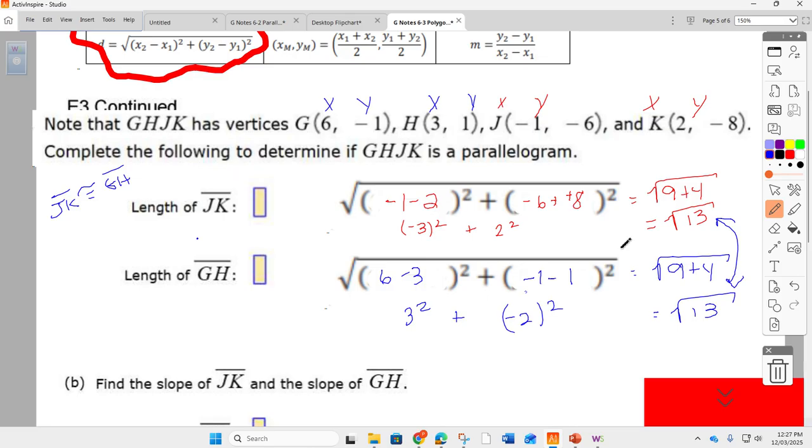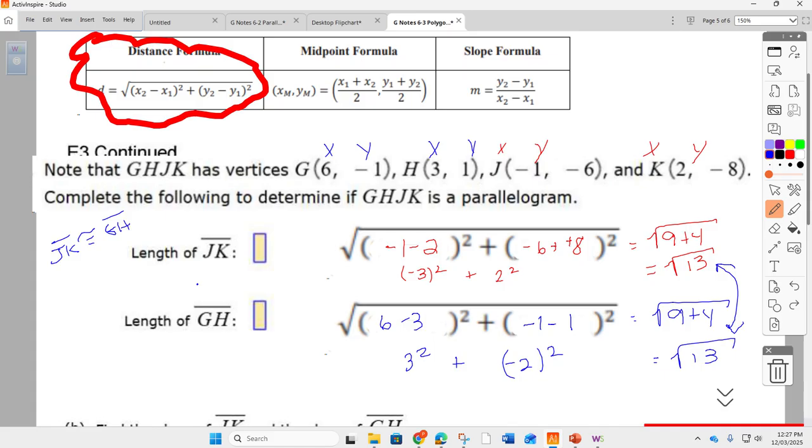All right, so now we're going to write in your notes this slope formula, because we're going to find the slope of JK and GH. So down here, you're going to write this formula. Right down here where my star is, right here.